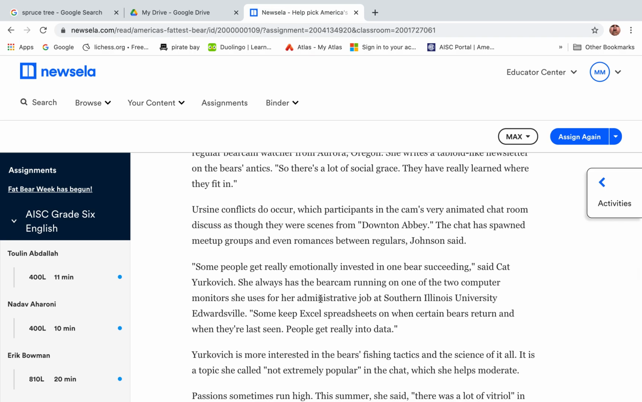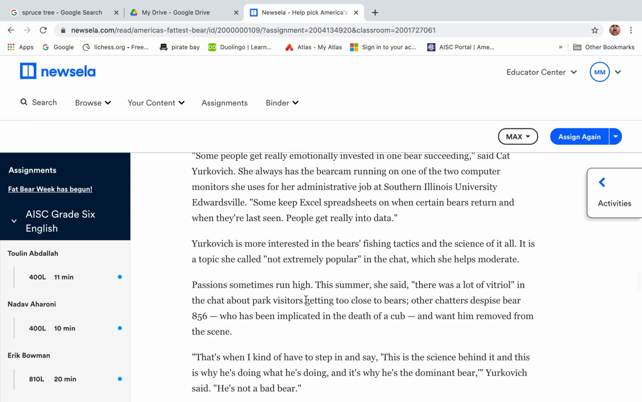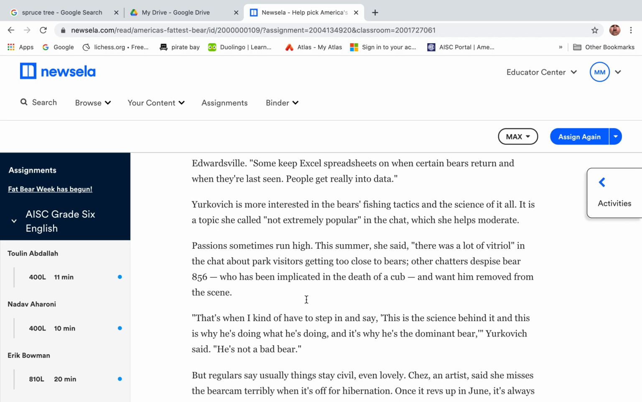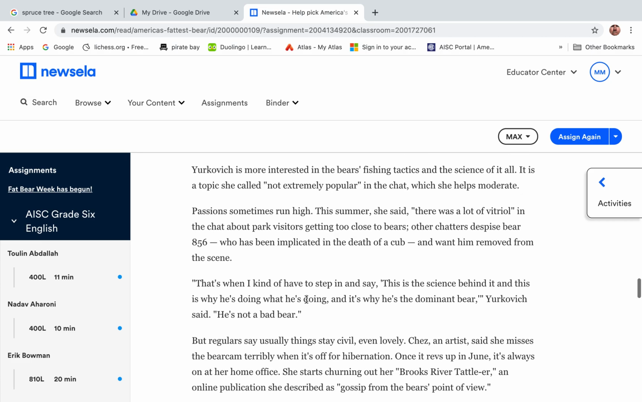All right, so let's go down here. Ursine conflicts. Some people get really emotionally invested in one bear succeeding. Kat Yurkovich, she uses it for her administrative job at Southern Illinois University. Some people keep Excel spreadsheets on when certain bears return and when they're last seen. People get really into the data. Yurkovich is more interested in the bears' fishing tactics and the science of it all. It's a topic she called not extremely popular in the chat, which she helps moderate.